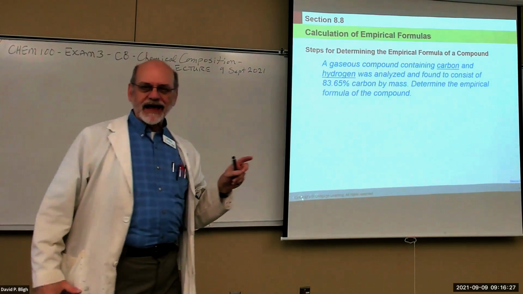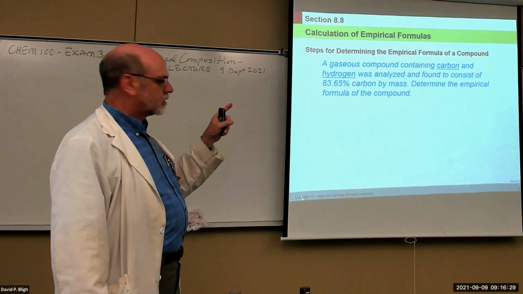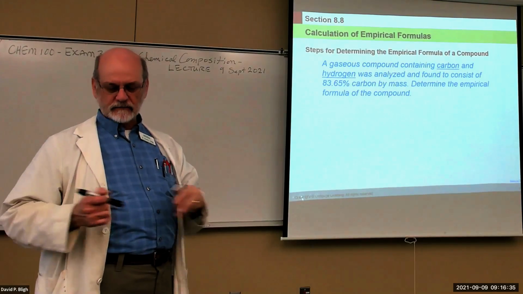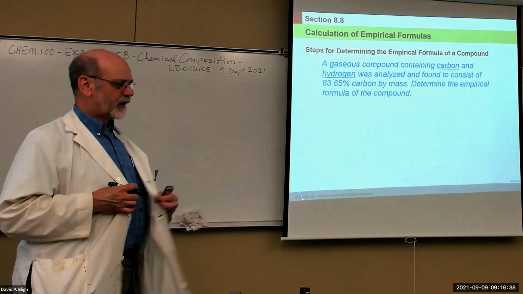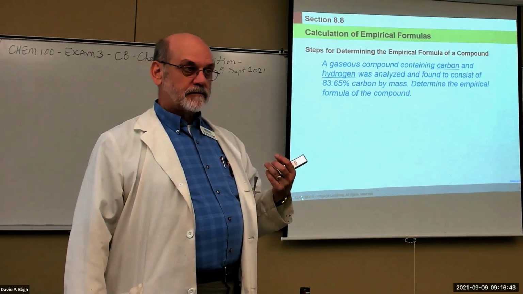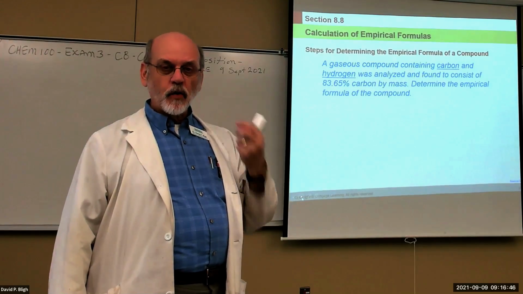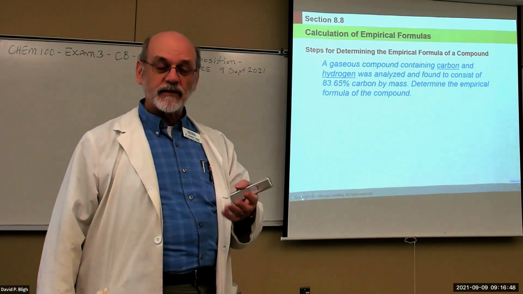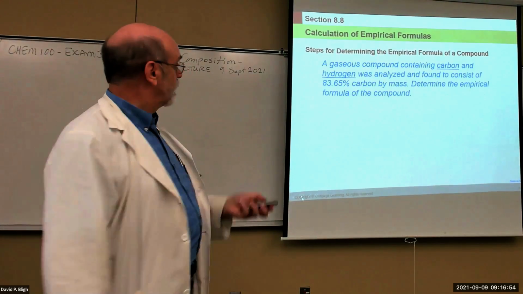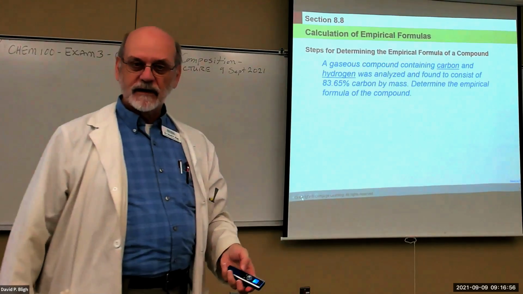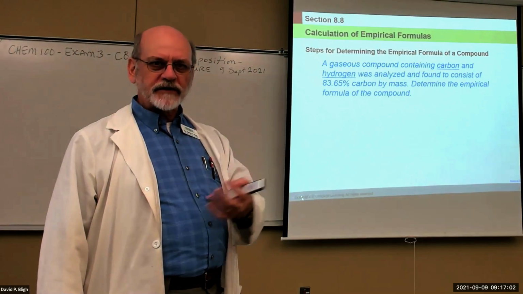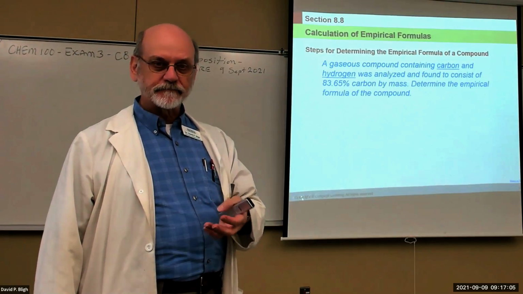A gaseous compound has carbon and hydrogen. That's it. Nothing else. Right? How do we know that? Well, usually, if a chemist is presented with a pure compound, he or she will do a qualitative determination to see what elements are there. Right? And there are various tests you can perform and find that there's only carbon and there's only hydrogen. If there are only those two, then that will help you determine what type of analysis you need to perform.